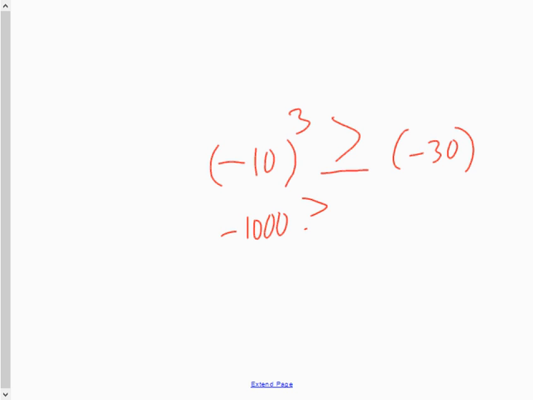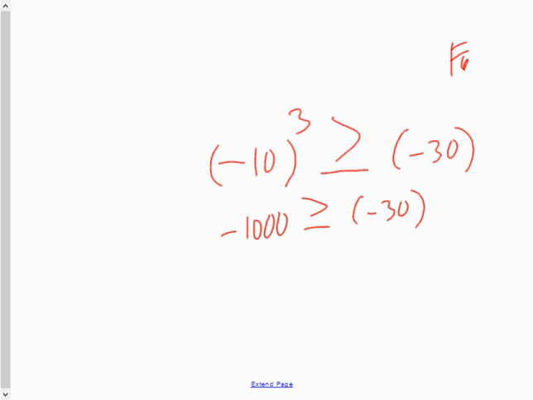Question 4, (-10) cubed is greater than or equal to -30. Well, this is a pretty easy question, because -10 cubed, if we were to simplify that to a number, we would have -1,000. And over here is negative 30. Is negative 1,000 greater than or equal to negative 30? No. Negative 1,000 is a lot less than negative 30.